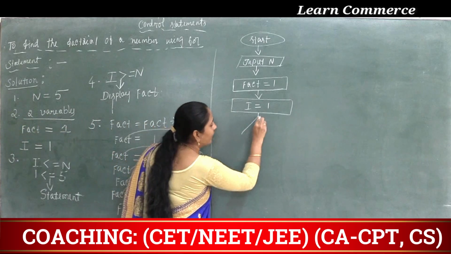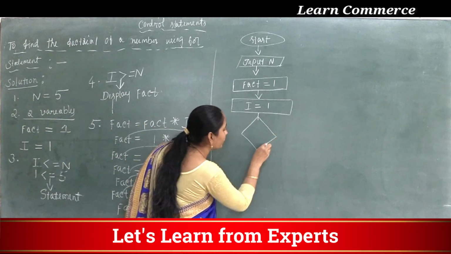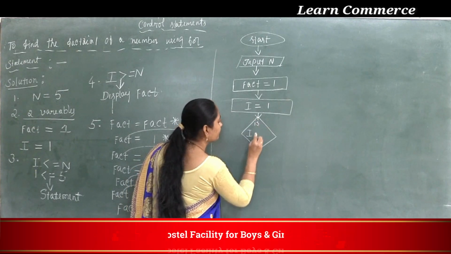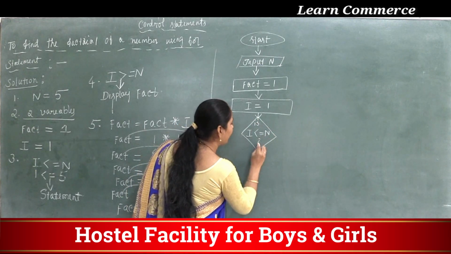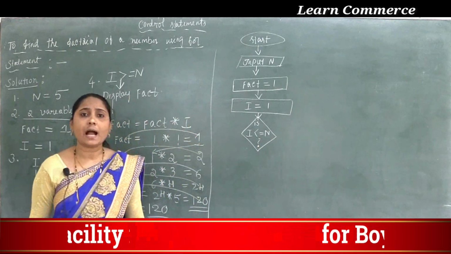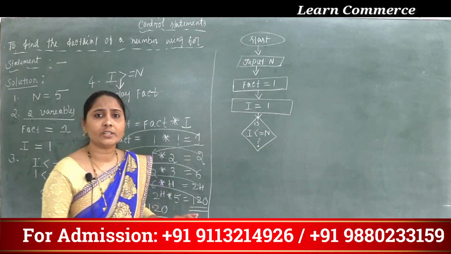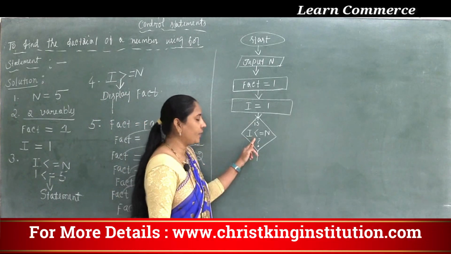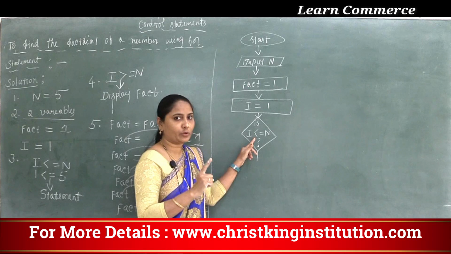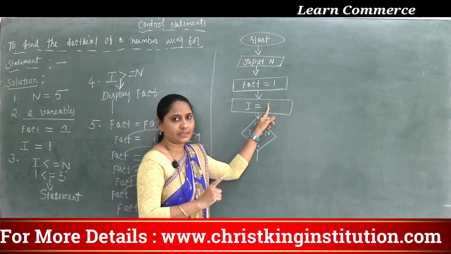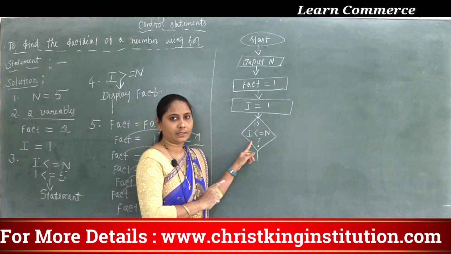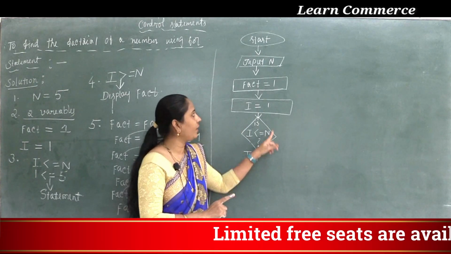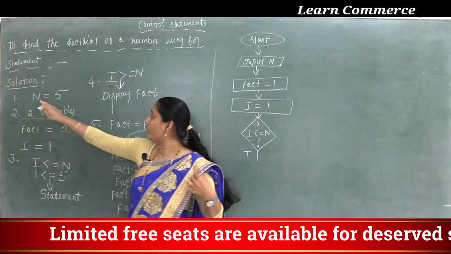Now by using our decision symbol I am going to take one condition. The condition is I value less than or equal to n. Is the I value less when you compare it with n? If the condition is true, if you are using I value as 1 in the starting step, then 1 is less when you compare with the n value, which is equal to 5 here. The n value is equal to 5.